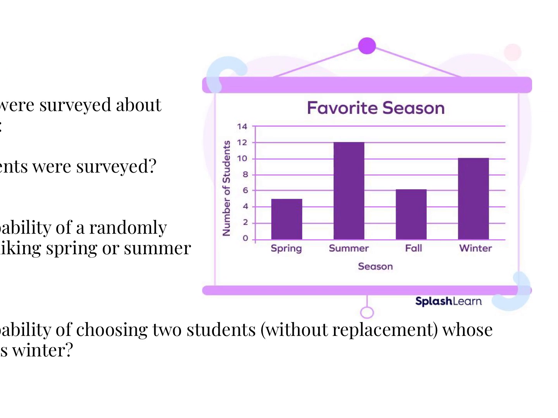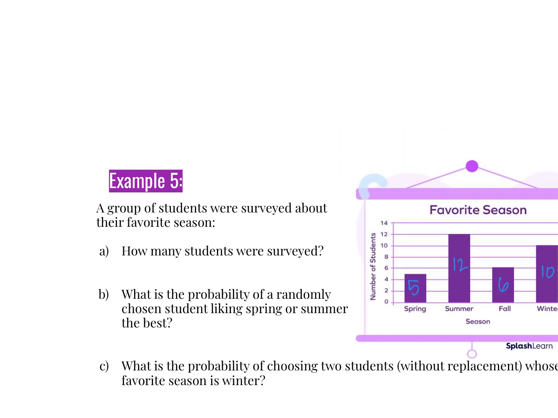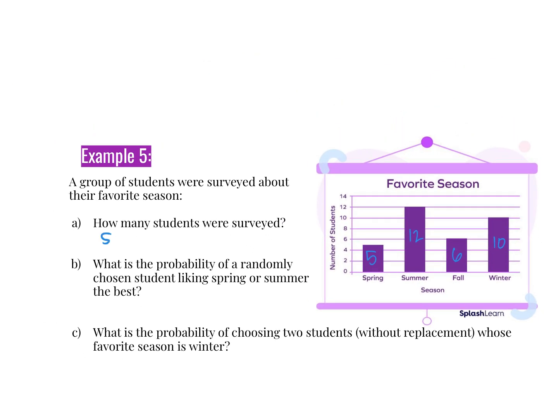I'm going to zoom in here. Looks like spring, this is 5. Summer, this is 12. Fall was 6. And winter was 10. When we go ahead and add these all up, we get 5 plus 12 plus 6 plus 10 gives us 33, not 30. Let me back up here. Got ahead of myself. 33 total students surveyed.